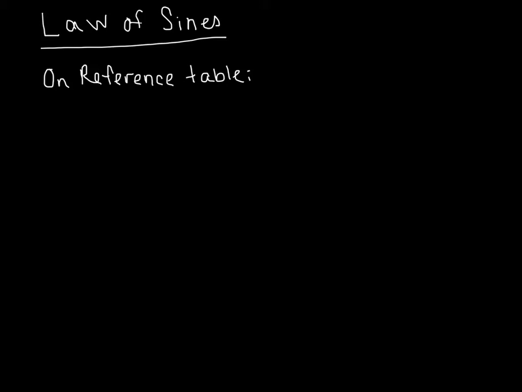The law of sines is given to you on your reference table. It's something that you don't have to remember, but it's not that hard to remember. A over sine A equals B over sine B equals C over sine C. You're only going to use two of these at a time, depending on what you're given.